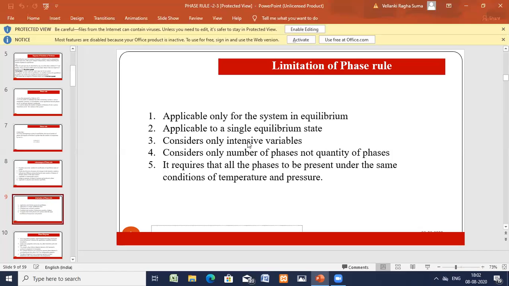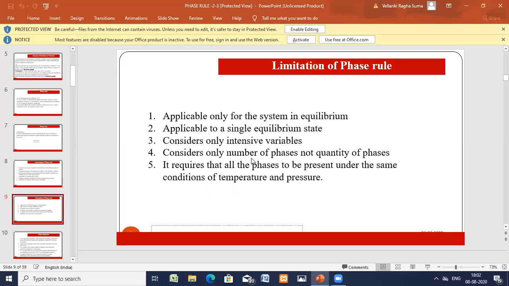Even that is a limitation. Moreover, equilibrium should be there in order to study the phase. Then that is a limitation. It considers only the number of phases, not the quantity of the phases. It only takes into consideration the physical and chemical equilibria. It does not explain the quantity of the phases.